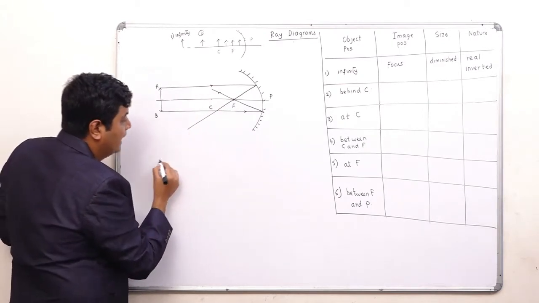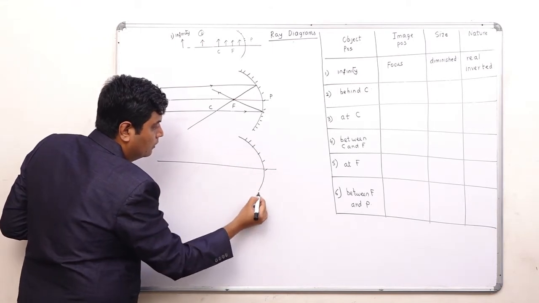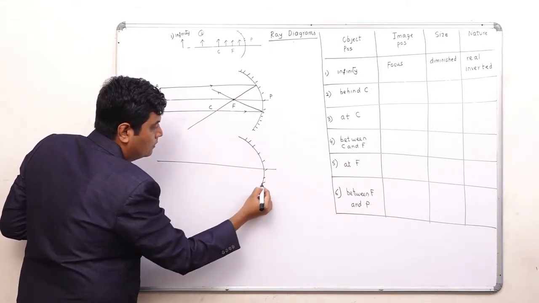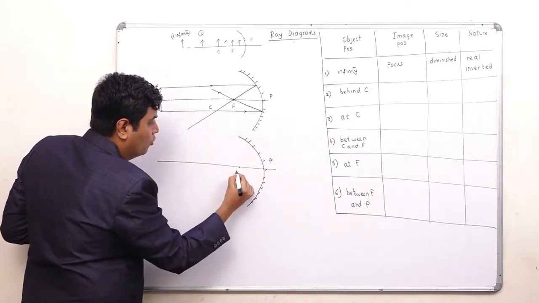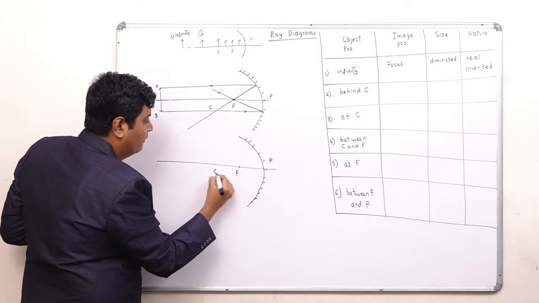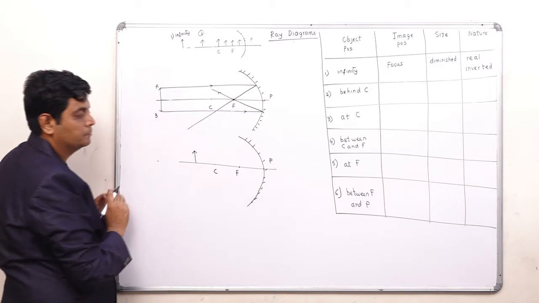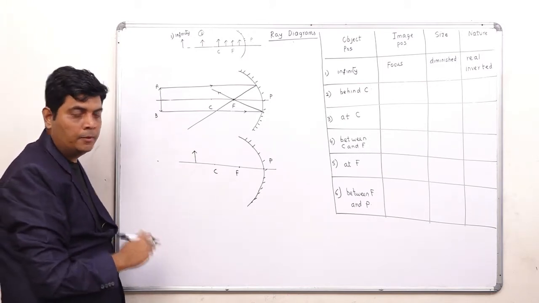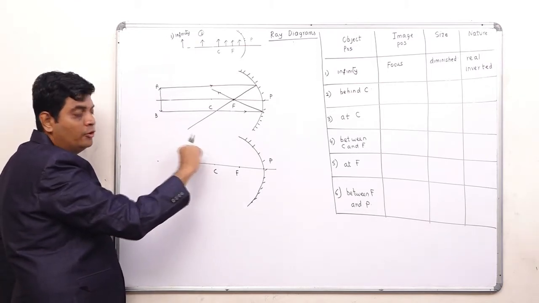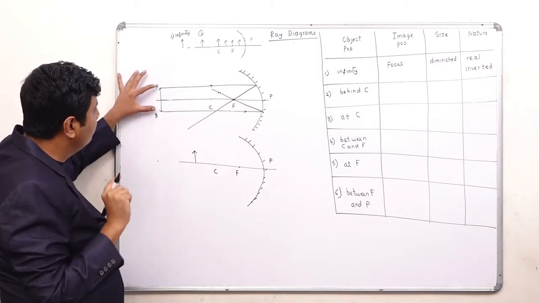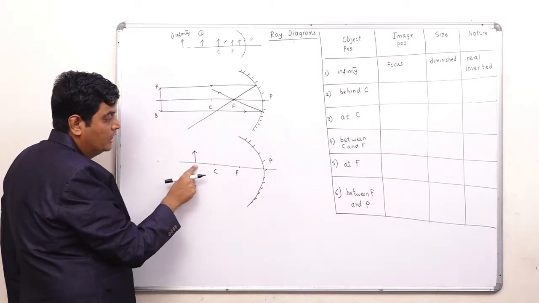Let us draw the second ray diagram. What is the second position? This is your pole. This is your focus. This is your center of curvature. And now my next stop is just behind C. It is not at infinity. So this is how I am going to draw my object. Always remember it. So now I have an erect object over here.